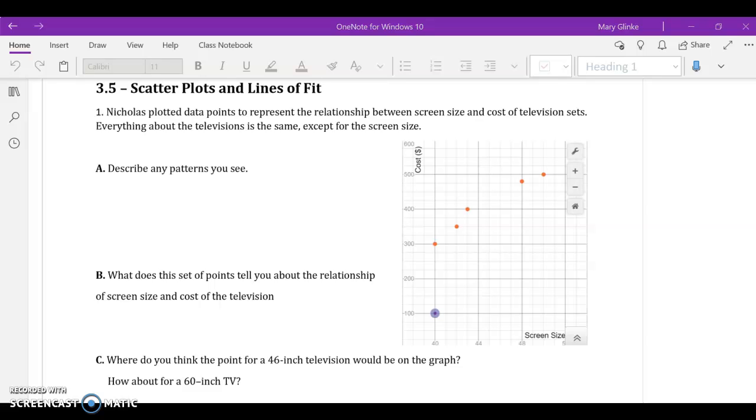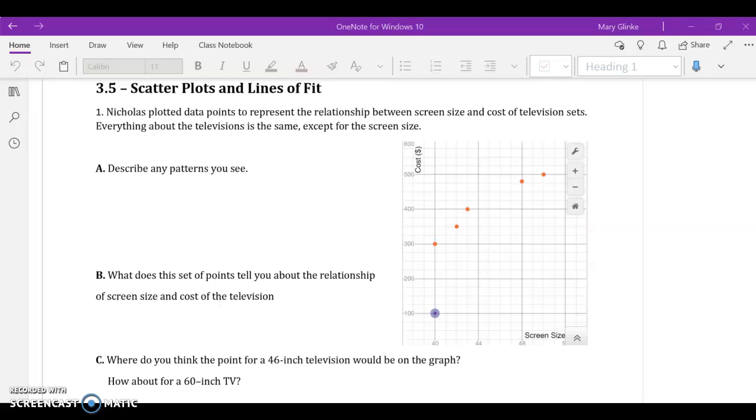So scatter plots tend to show a data set where things can sometimes be correlated and sometimes be not correlated. In math we like things to be perfect, so we like to write equations of lines that go exactly through all of our points. But when we actually collect data from the real world, most of the time it doesn't show that perfect relationship. So enter scatter plots here.